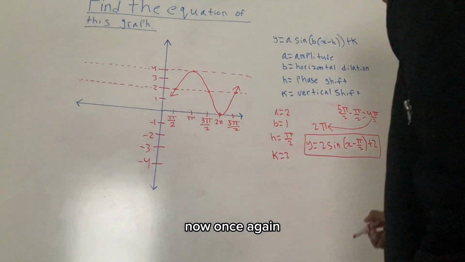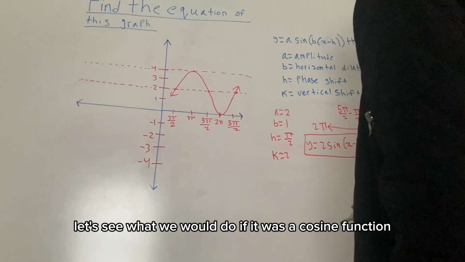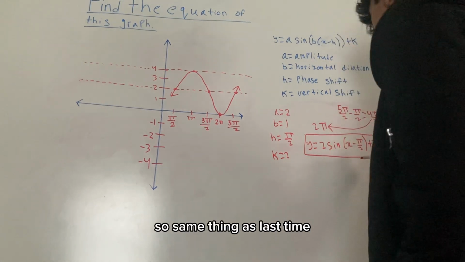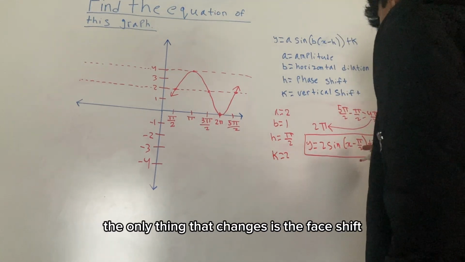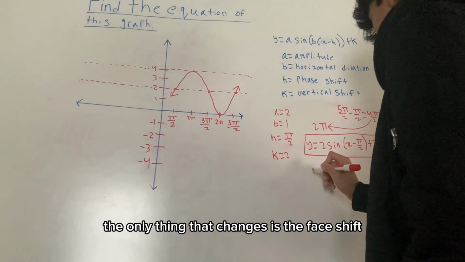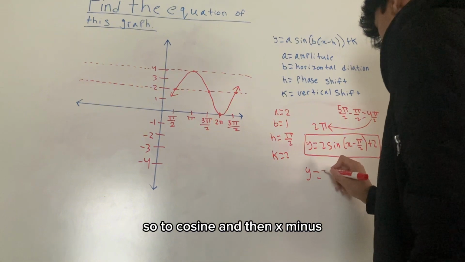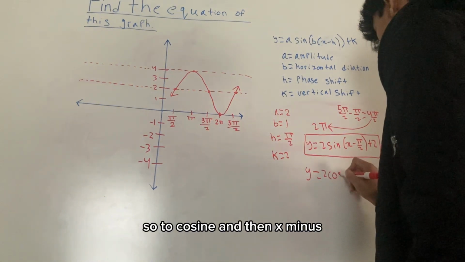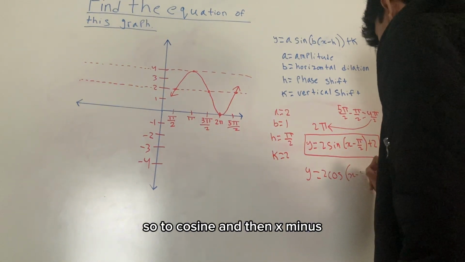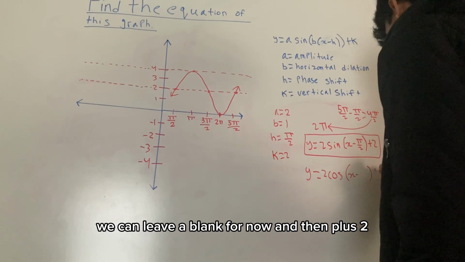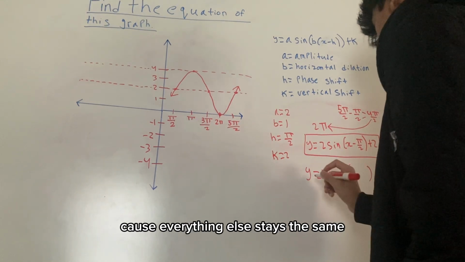Now, once again, let's see what we would do if it was a cosine function. So, same thing as last time. The only thing that changes is the phase shift. So, y equals, we can put everything else, so 2 cosine, and then x minus, we can leave it blank for now, and then plus 2, because everything else stays the same.